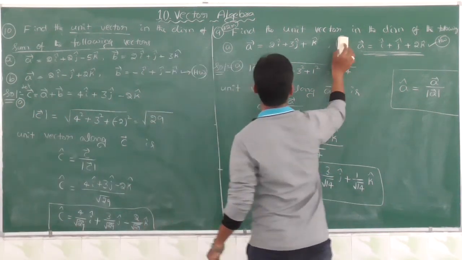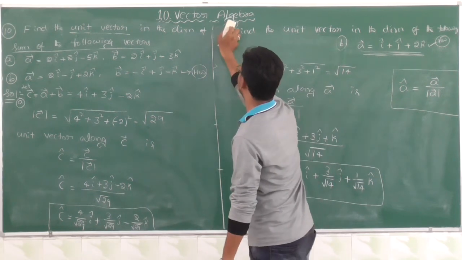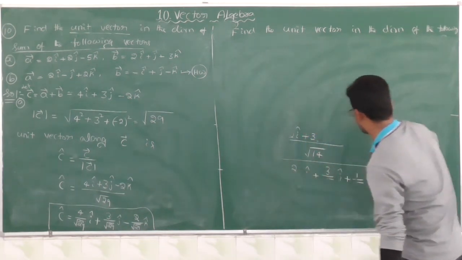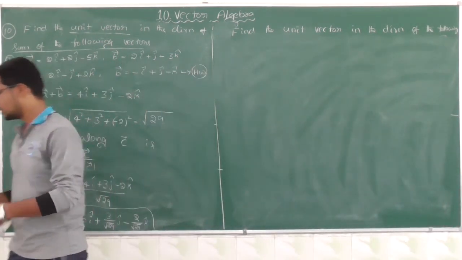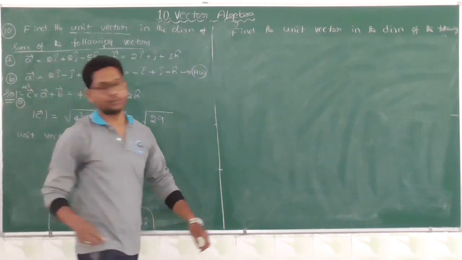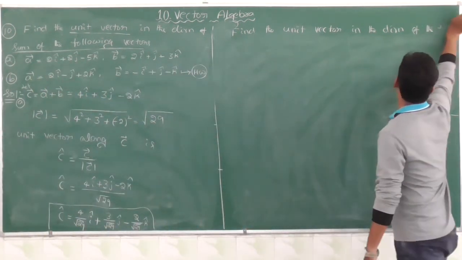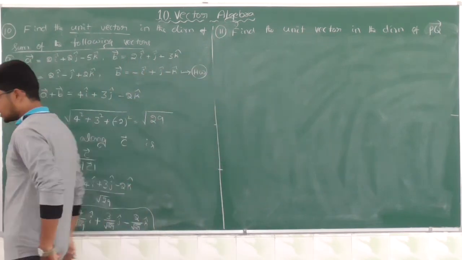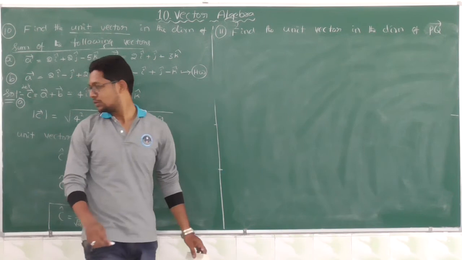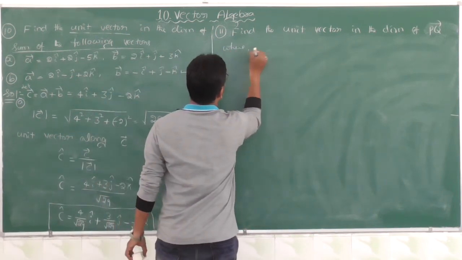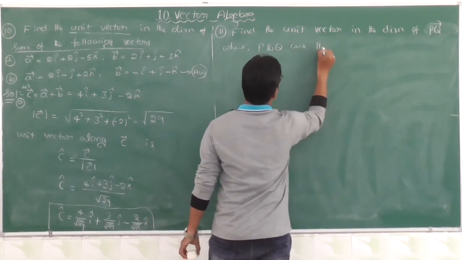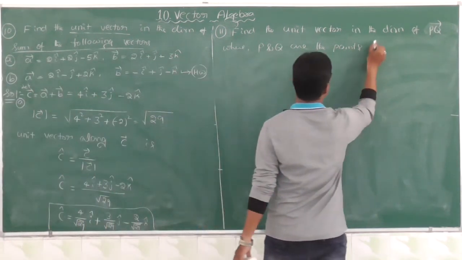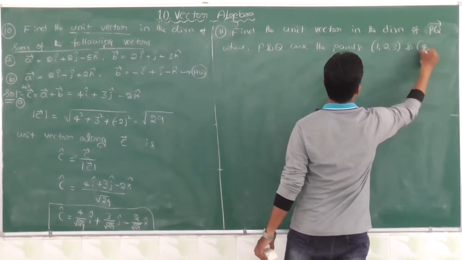Next question, question number 11. Find the unit vector in the direction of PQ vector, where P and Q are the points 1, 2, 3 and 4, 5, 6.